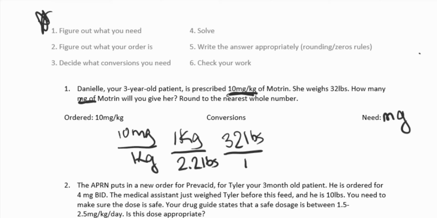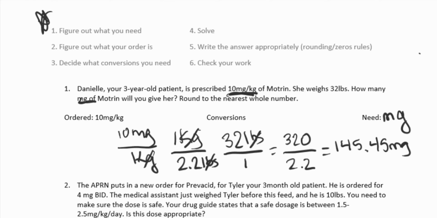And this is going to be able to get us to cross off our pounds, cross off our kilograms, and we're going to end up with milligrams. So cross off our kilograms, cross off our pounds, we're going to end up with our milligrams. 10 times 32 equals 320. And then multiply across the bottom is just 2.2. And this is going to be 145.45 milligrams. And now back to our rounding, round to the nearest whole number. So we're going to round down, so 145 milligrams is going to be our answer.